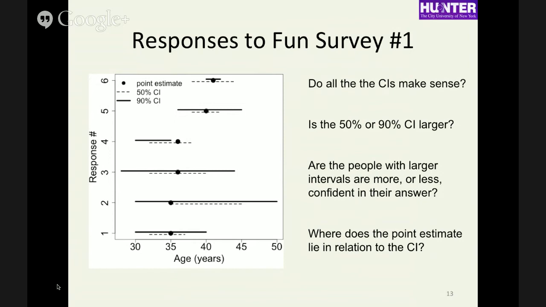Confidence would have to do with betting, for example. If you have an accurate 50% confidence interval, then you can give even odds to someone that the true answer is in there and come out even. If you have a 90% confidence interval that is accurate and you give even odds, you're going to come out ahead.